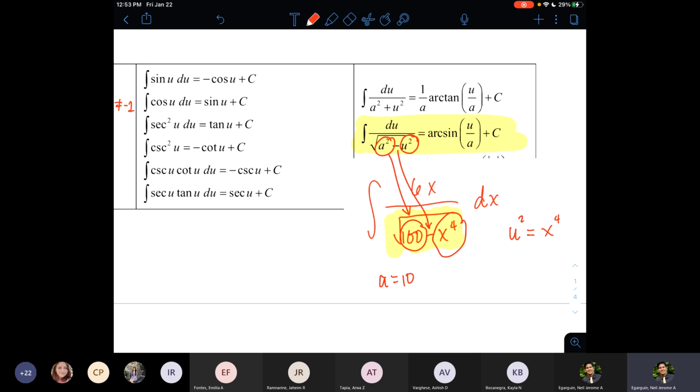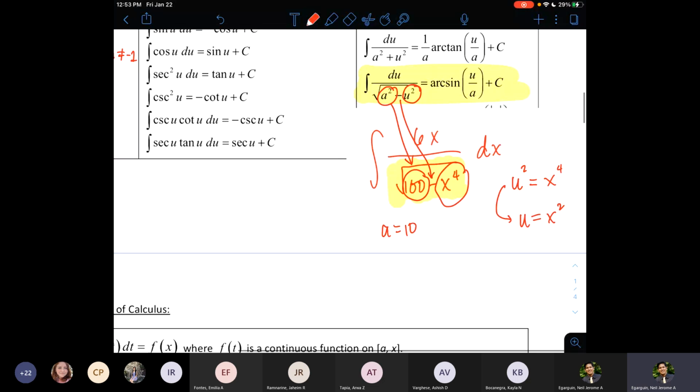Because I want to have a minus u squared in the bottom, but I was given an x to the fourth. But from here, you see that what I can do is to just take u to be equal to x squared. So that after the substitution, this x to the fourth will just be replaced by u squared, right? Because u squared equals x to the fourth.